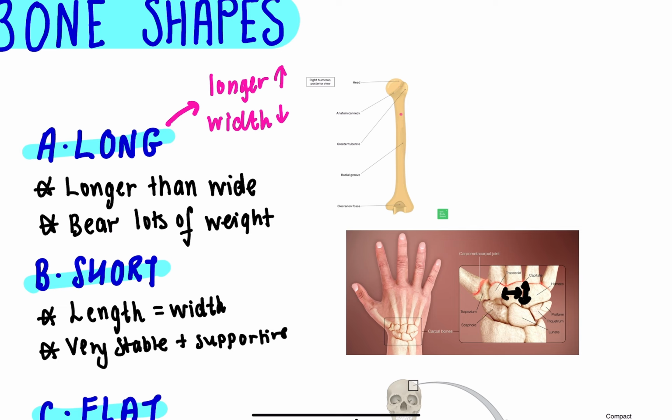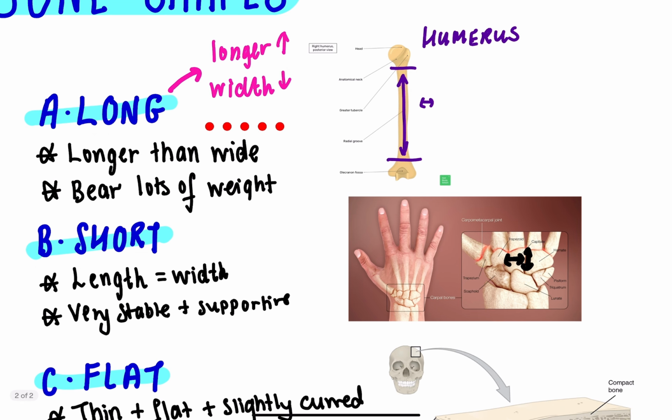As you can see here, I've got an example of the humerus. The humerus is found in the arm. And as you can tell, the diaphysis, so the central aspect of this bone, is a lot longer than its width. Sorry, a lot greater than its width. Therefore, we can categorize it as a long bone. Another example is the femur found in the lower limb, and that has to bear a lot of weight.